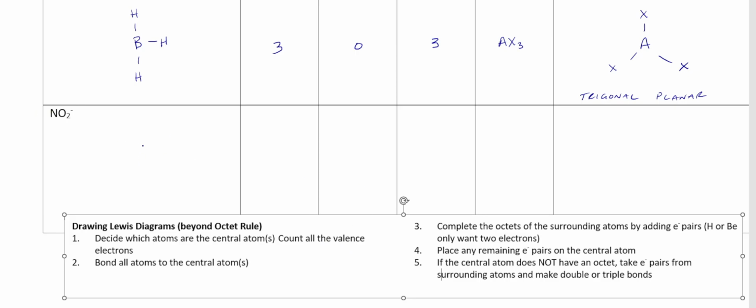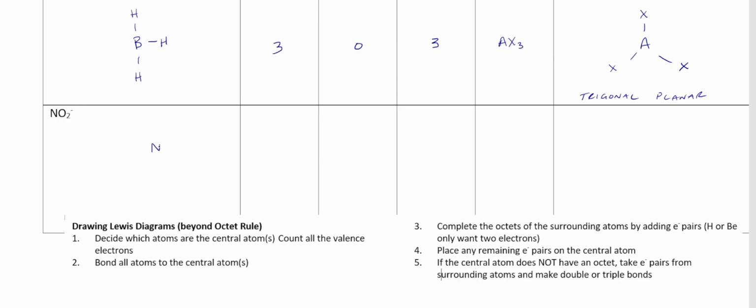So I'm going to put nitrogen in the middle as my central atom, and then I'm going to put oxygen around it. And then I'm going to count up my valence electrons. So nitrogen has 5 valence electrons, and oxygen has 6 valence electrons, and then I'm going to multiply that by 2. I notice that there's a negative charge, so I've got an extra electron. This is a total of 18 electrons to place.